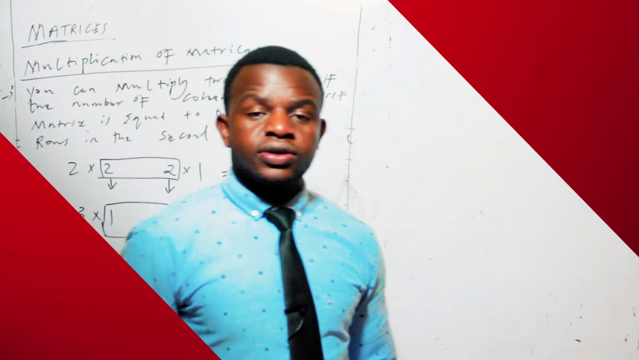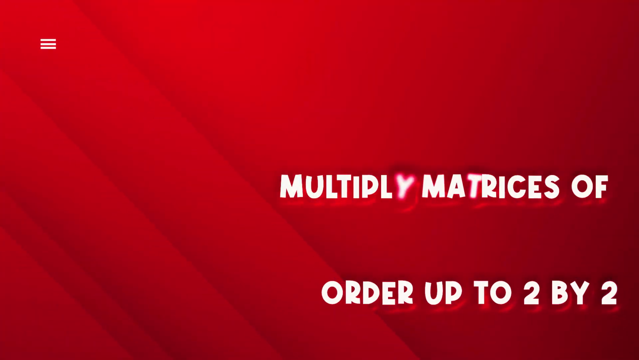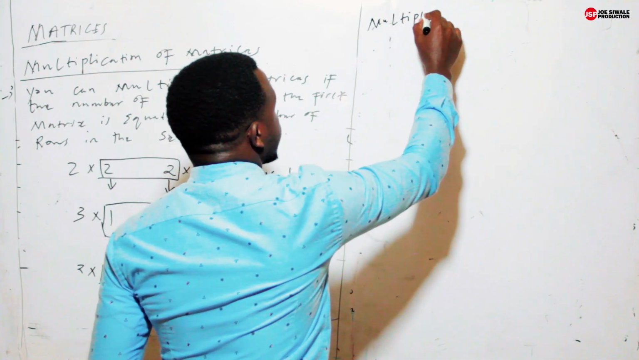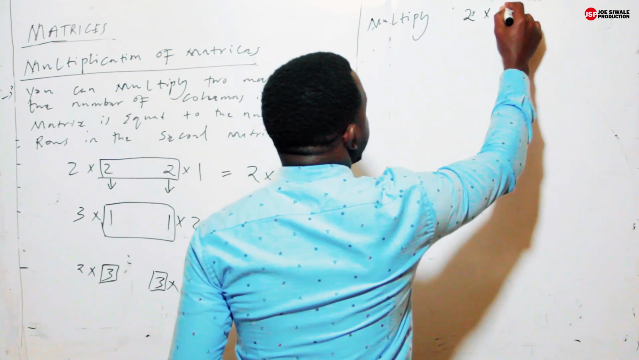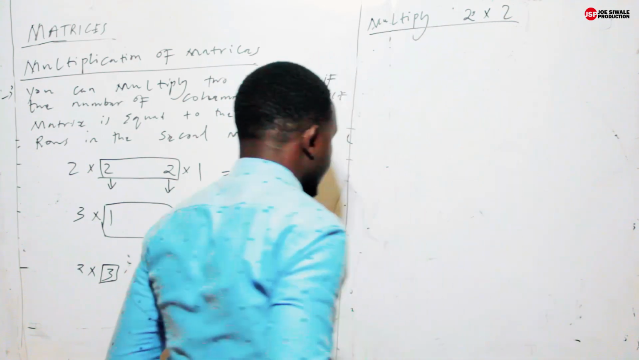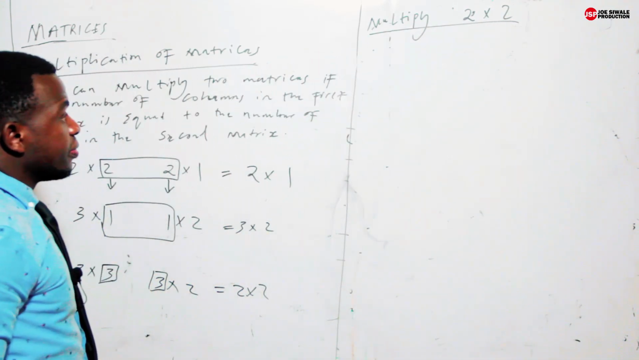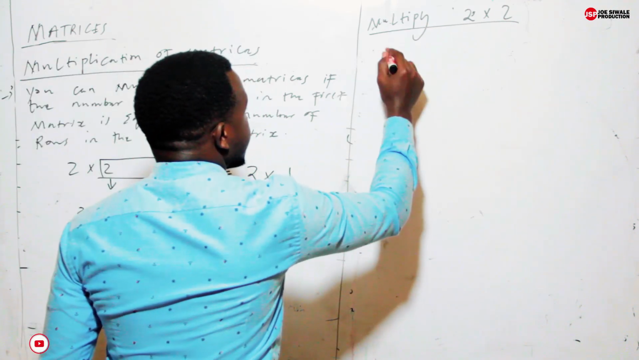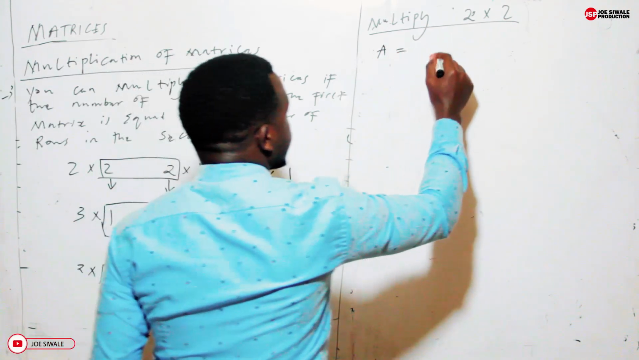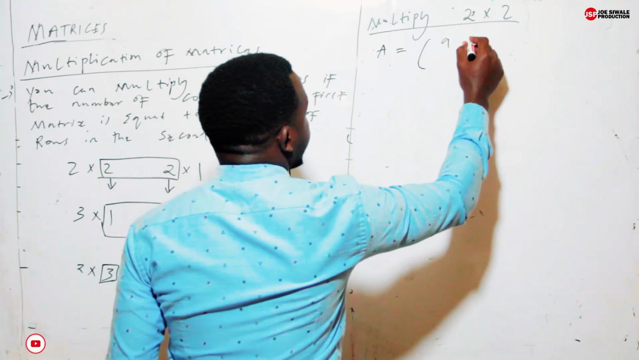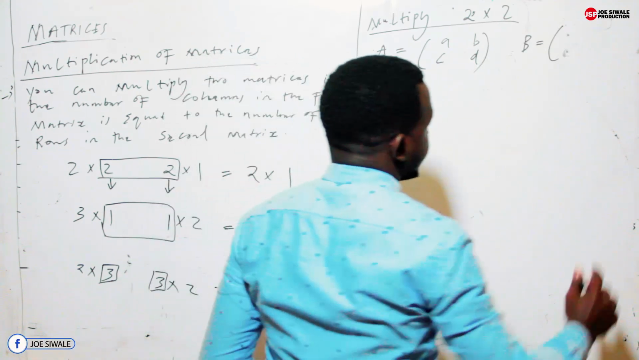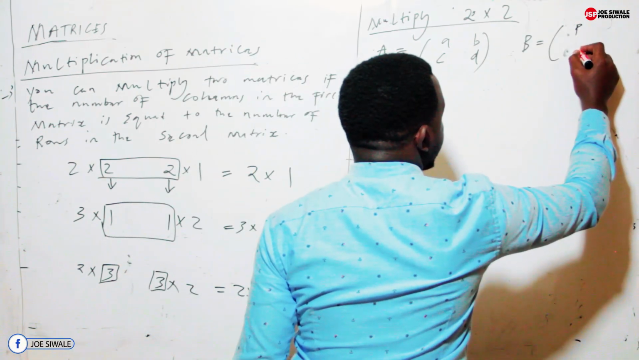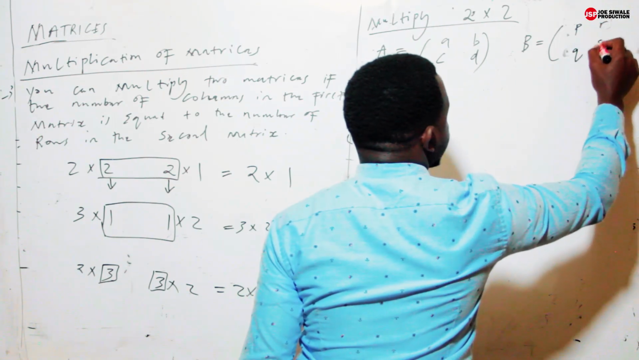Let us now look at how we can multiply a 2 by 2 matrix. So multiplying a 2 by 2 matrix. So if we say our matrix A there is equal to A, B, C, D, then we say that our matrix B is equal to P, Q, R, S.